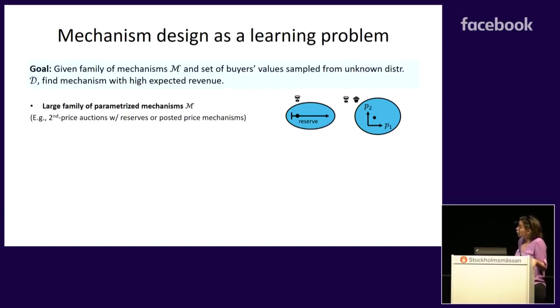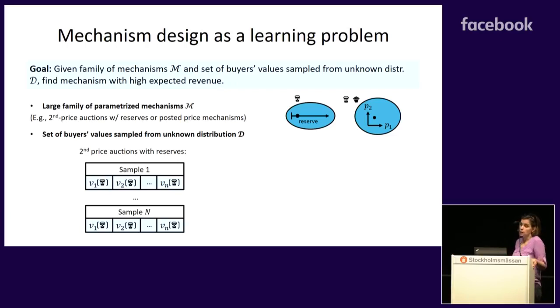Okay, and then we take a set of samples which we assume are drawn at random from this fixed unknown distribution over the buyers' values for various subsets of the items. So, for example, in the second price auction with reserve prices case, because we are selling just one item, our samples will just describe the value of each buyer for the given item. So this will be sample number one, where we get the value of each buyer for the item, and so on. We have sample number N, so we have, say, capital N samples here.